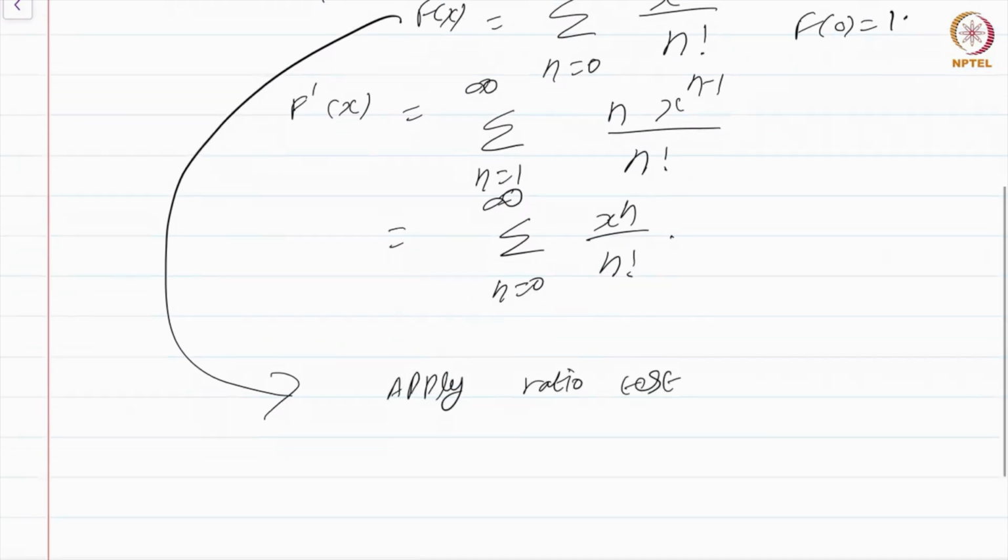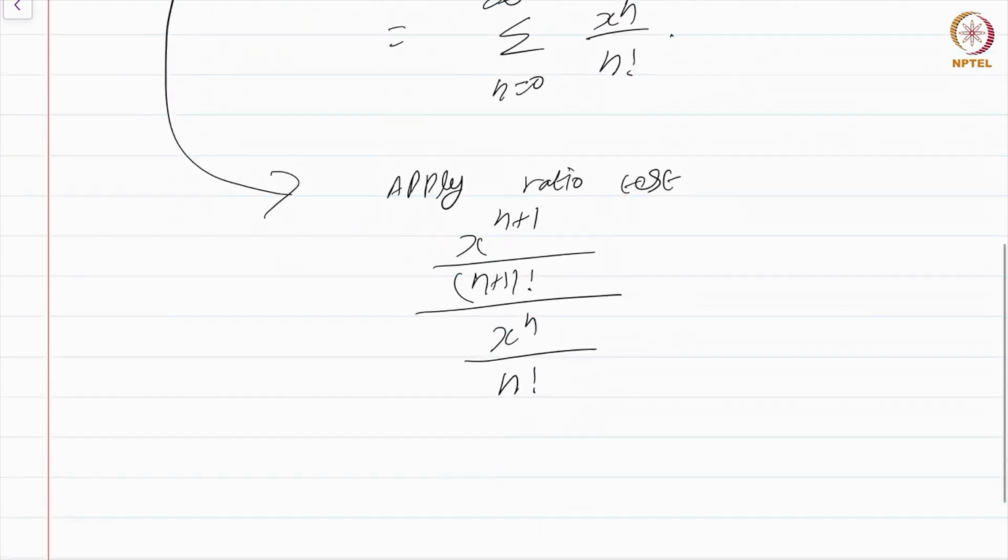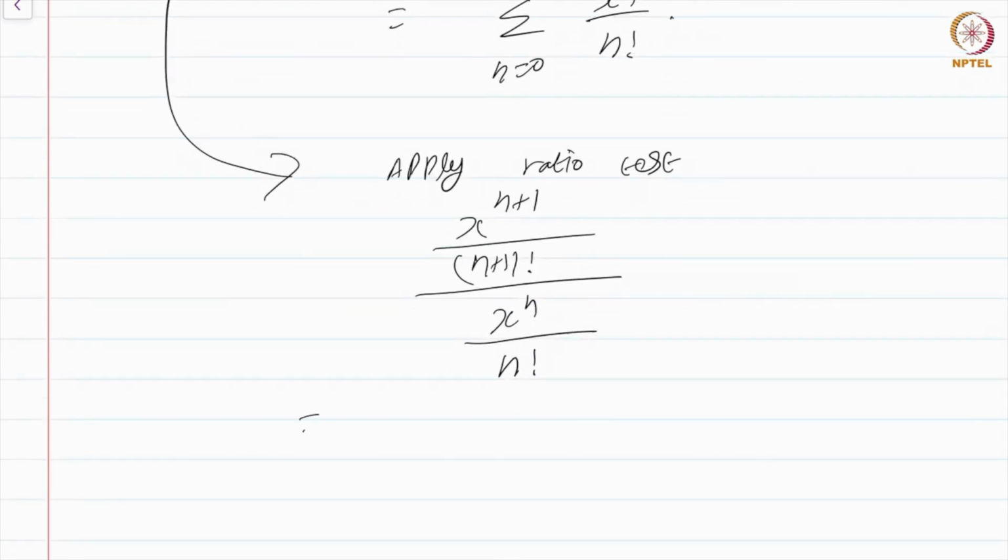What do you get when you apply the ratio test? You get x power n plus 1 by n plus 1 factorial, divided by x power n by n factorial. What happens to this? You just get n factorial and n plus 1 factorial. The n factorial part will get cancelled. You will get x divided by n plus 1, which of course converges to 0 as n approaches infinity for any fixed x.